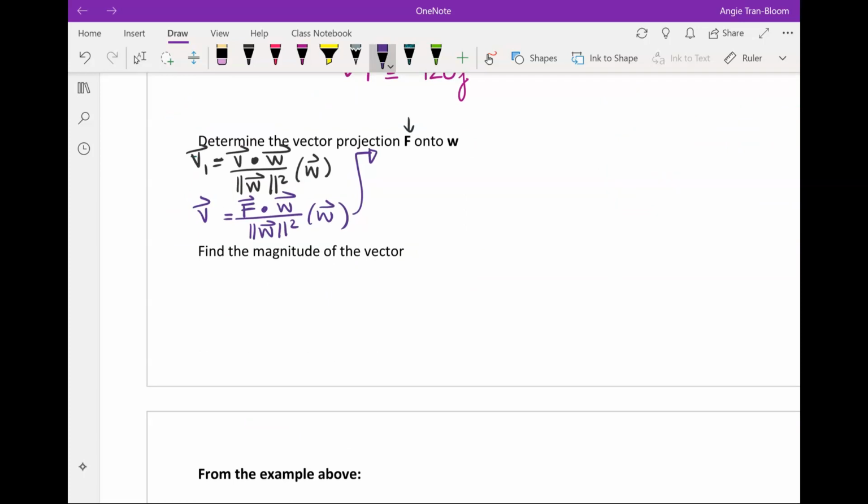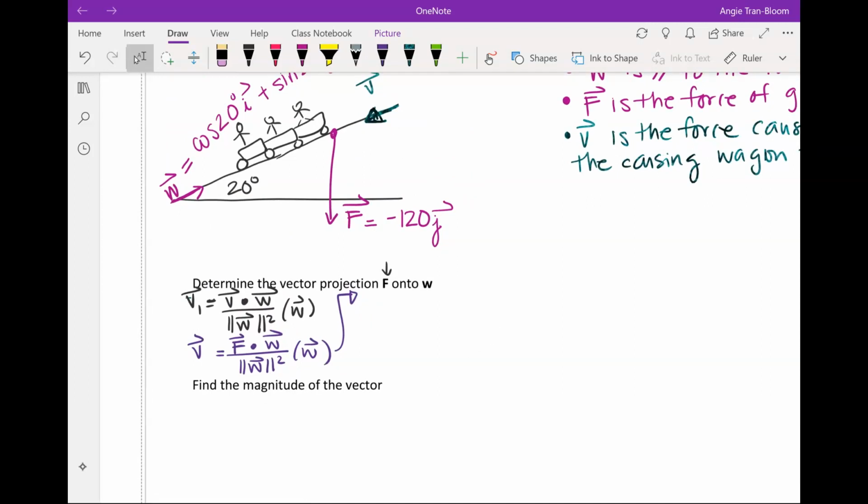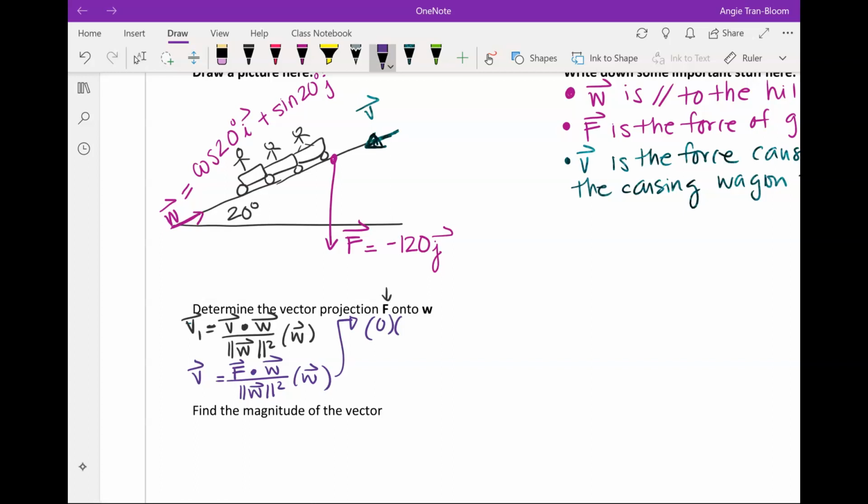All right, dot product of F and W. Dot product is A1 times A2 plus B1 times B2. Well, A1 for F, do we have any? Nope, that's 0. Okay, B1 for W is cosine of 20 degrees. We'll leave that for now. Plus B1 for F is negative 120 times sine of 20 degrees. All over... Would you agree that's the formula for the dot product?